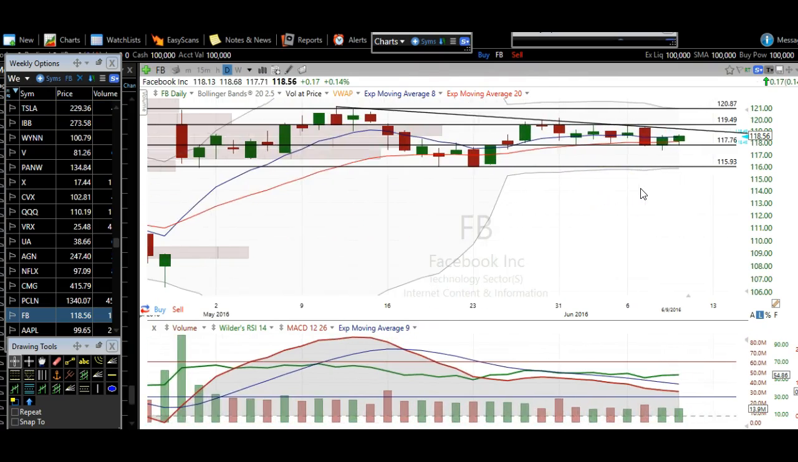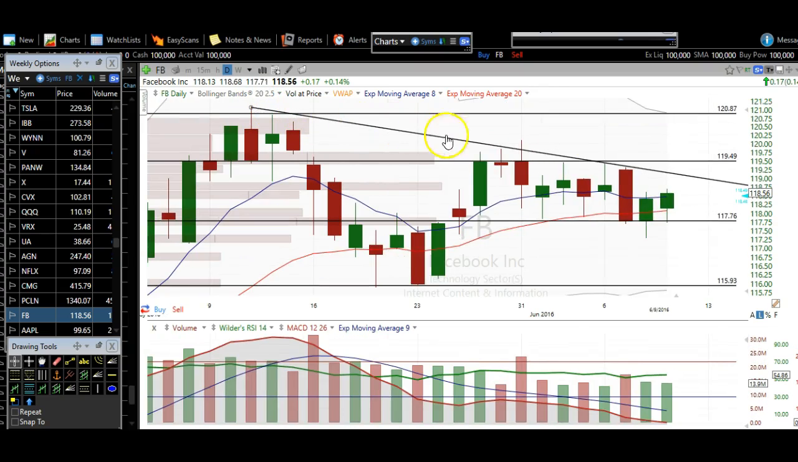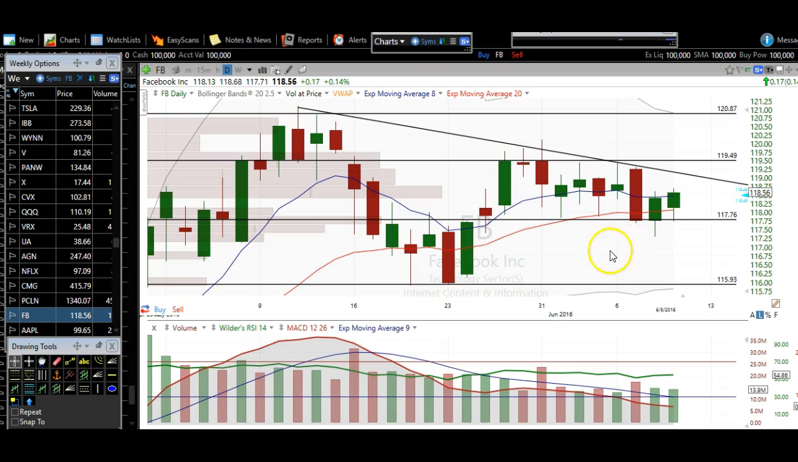Facebook right here. Facebook, we've got a downtrend line right here from these highs, 3 highs over here, few highs here, and we've got several touches over here, and we're going to be coming back up to retest that level up here. So between 119 and 119.50 from these highs right here is going to be that resistance level for Facebook. Support is right down here at 17.76. Below that, the support is at 16. So be aware of these levels on Facebook.